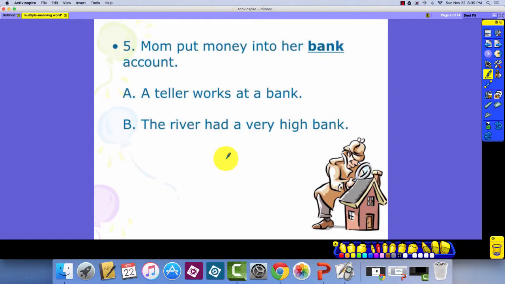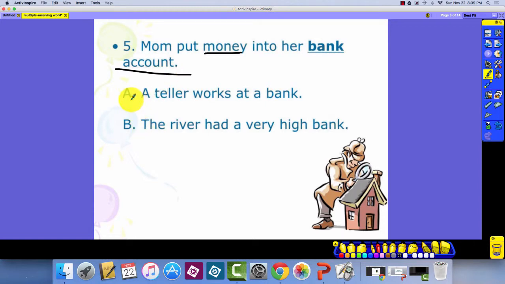Okay, let's look at number 5. Mom put money into her bank account. Okay. So we're going to a bank. Bank could mean a couple different things here. Okay. Well, if she's gonna go put money into her bank account, so we know money is a clue here in the sentence and account is a clue in the sentence. Think to yourself, where do your parents usually go if they need money or if they need to get money from somewhere? They might be putting money into an account somewhere. They usually go to a bank, okay?